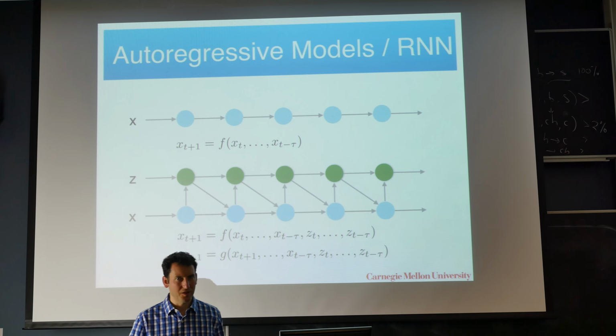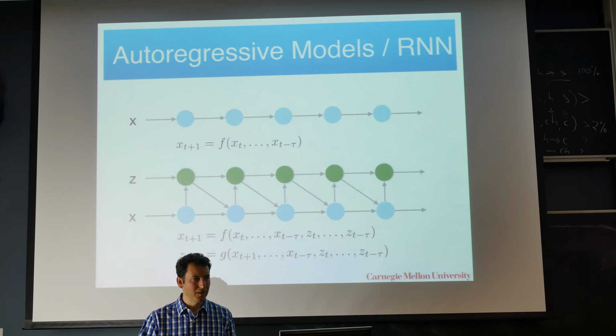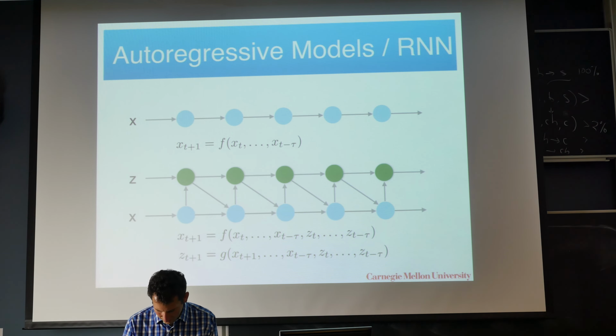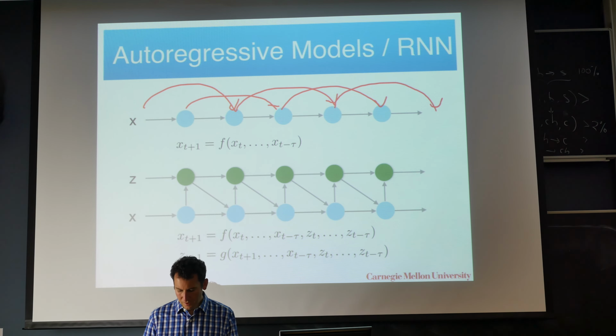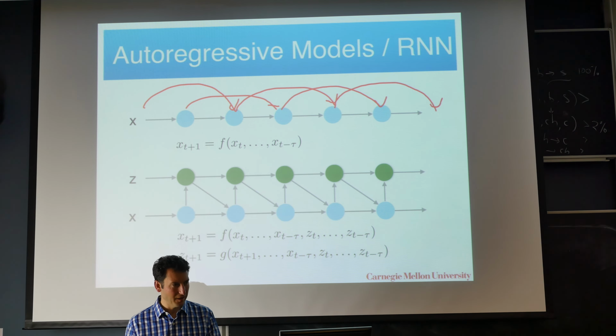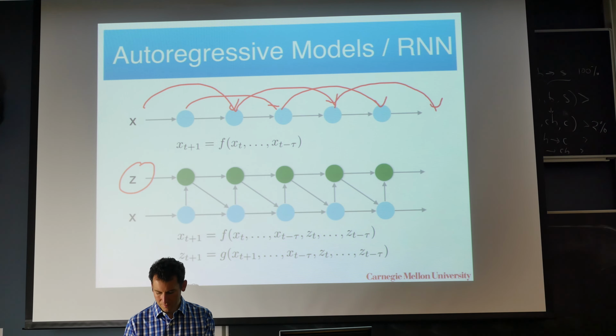So this is just in pictures of what's going on. The top line is basically just an autoregressive model. Actually, I should have added those arcs. Now, in an LSTM, or just a latent state model, you would basically have this additional latent state, and that gets propagated in the same way.